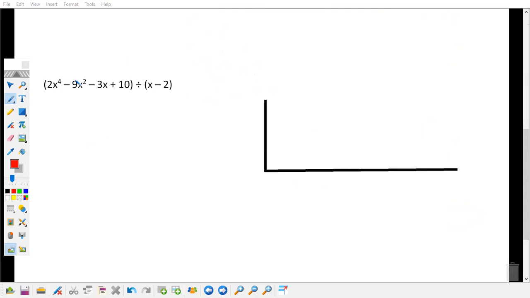So what was missing here? For our x cubed, we had to put in a 0, right? So you get 2, 0, -9, -3, and 10. Agreed? We had x minus 2 equal 0. So x equals 2. So on the outside, we have a 2.